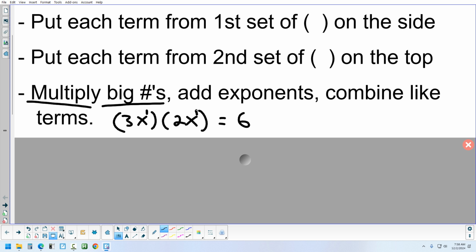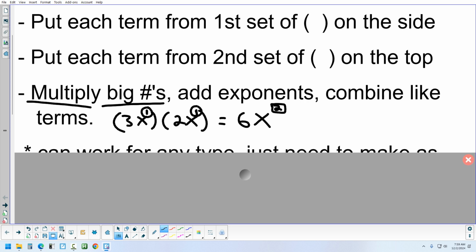So it says multiply the big numbers, we did that. Now it says to add the exponents. When you multiply these together, you're still going to have an x, but it's going to have a new exponent. The exponent is what you get when you add that one to that one. So if we add 1 and 1, we get 2. So the answer to that is 6x squared.